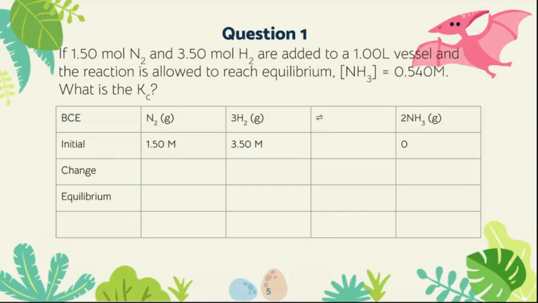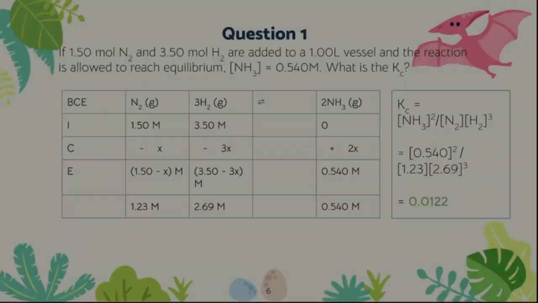If 1.50 moles of nitrogen gas and 3.50 moles of hydrogen gas are added to a 1-liter vessel and the reaction is allowed to reach equilibrium, the concentration of ammonia gas is equal to 0.540 moles per liter. What is the Kc value? So we can just fill out our ICE table here.